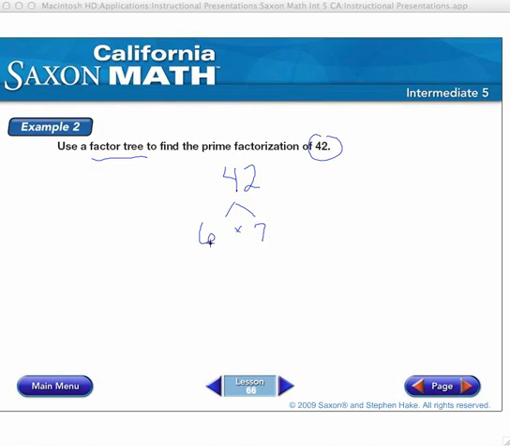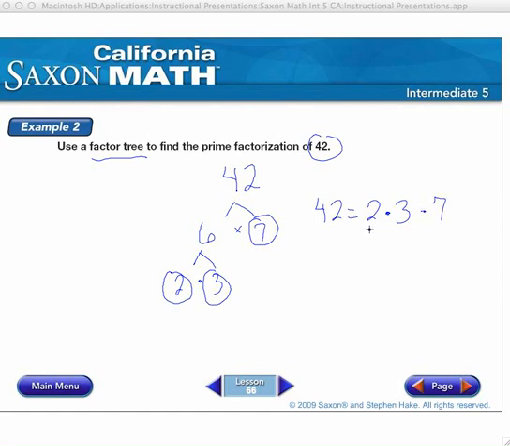6 is composite. I have to keep going there, but 7 is prime. So I'm going to circle this to show that I stop there. I don't factor any further. 6, however, because it's composite, I'm going to keep going. 6 I know I can make by multiplying 2 times 3. I know that 2 is prime and 3 is prime, so now I'm finished. So 42 equals 2 times 3 times 7.